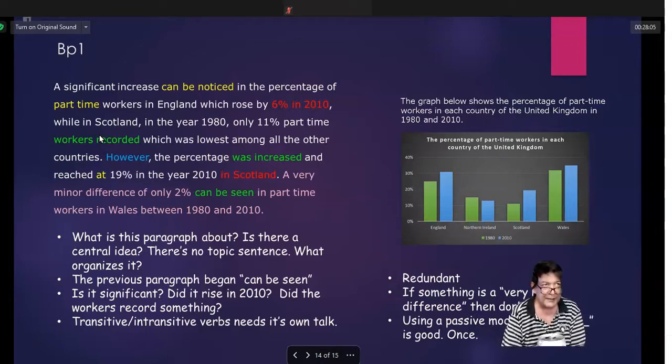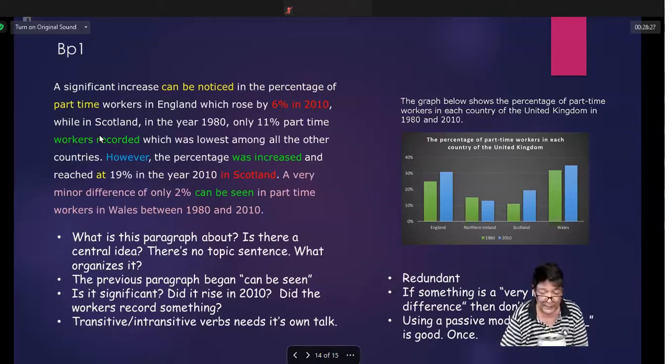All right. Same thing with "however." "However" represents a contrast between the previous thought and the current thought, or the one that you're introducing. "However, the percentage was increased and reached at 9%." Well, I guess you could say it was lowest. "However, the percentage increased." Okay?